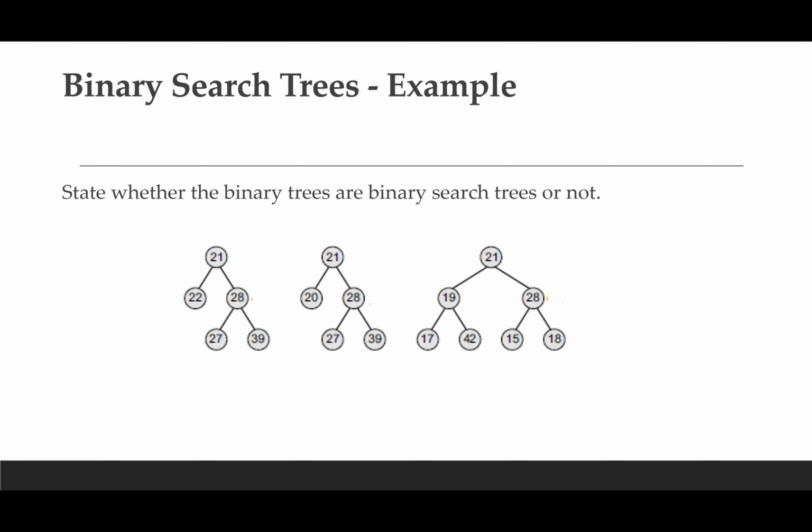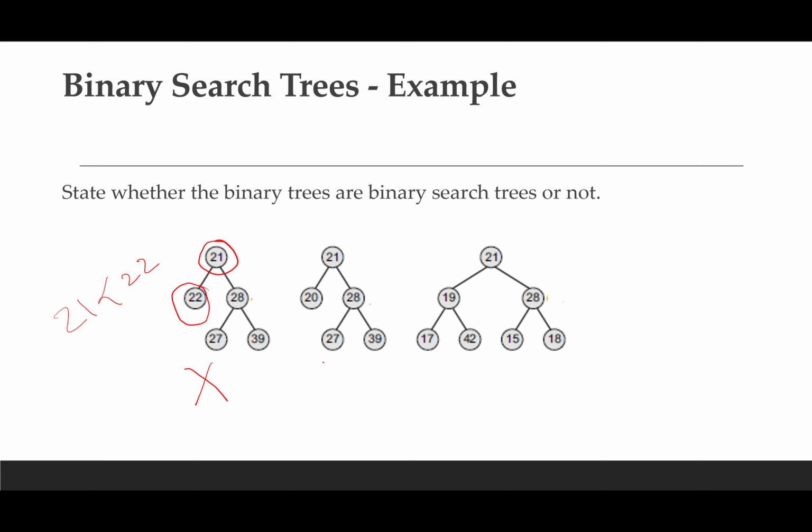For example, consider some sample trees. We need to identify whether each tree is a binary search tree or not. Here the root node is 21. Check the left child. It is 29, which is greater than 21. So it is not a binary search tree, because the left child of 21 should be less than 21.